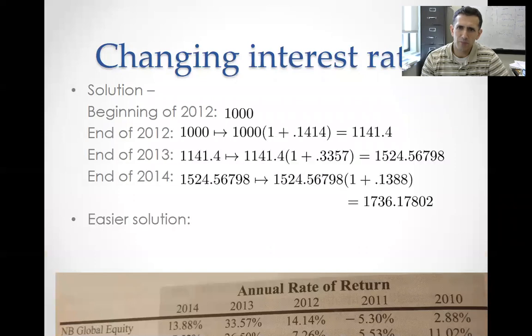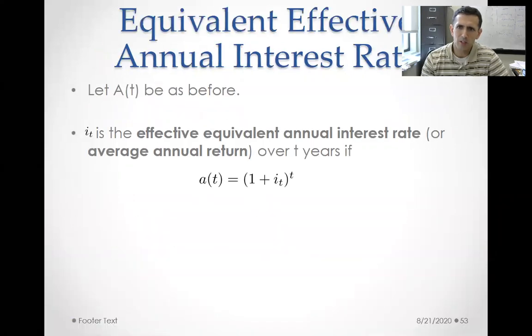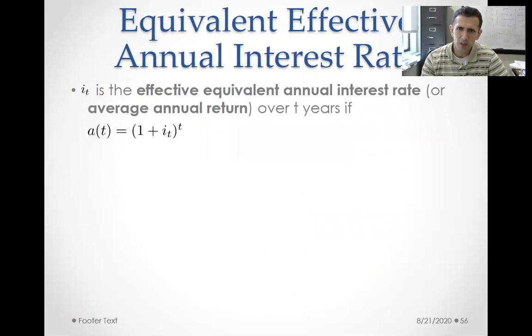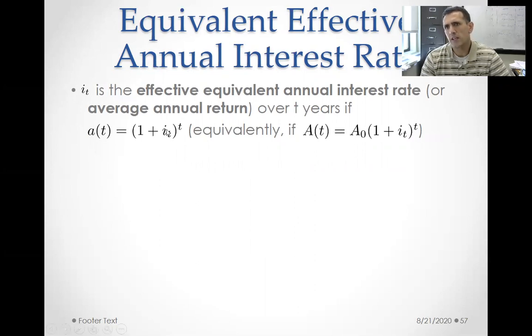But anyway, I trust that you won't do that. So, one comment about the effective equivalent annual interest rate: saying I_T is the effective equivalent annual interest rate over T years is the same thing as saying that, instead of the growth factor being given by (1 + I_T)^T, the accumulation function is A_0, your initial investment, times (1 + I_T)^T.